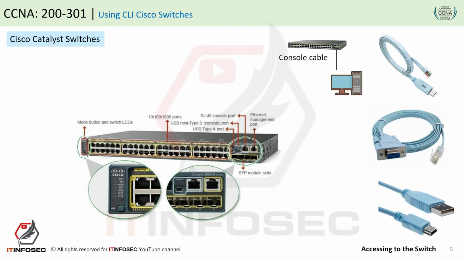Also, the console cable may be connected at the switch side by a mini USB port, which may also be available on the switch. This is the physical connection, and this is the first step of connecting to the switch for the first time. Like this, as you can see, this is the mini USB console port, and this is the RJ45 console port on this switch.